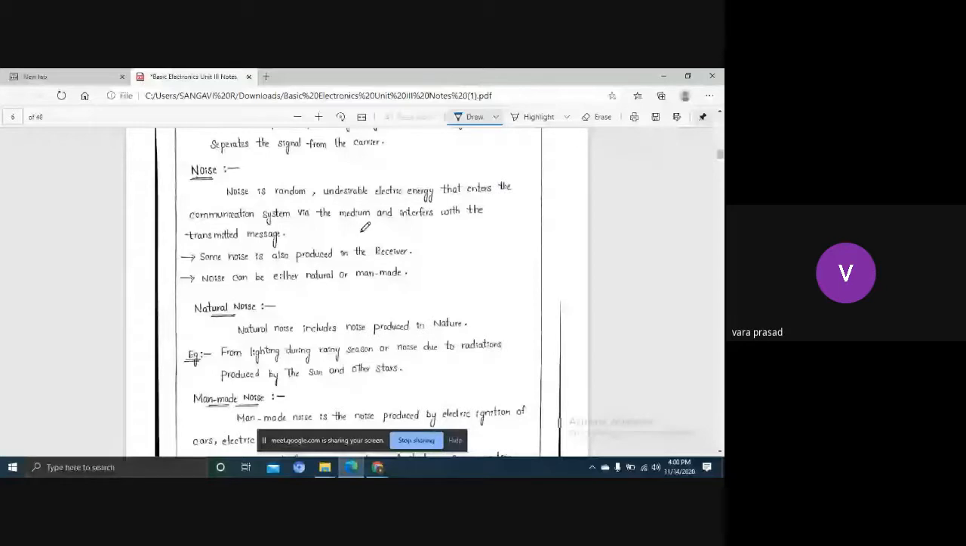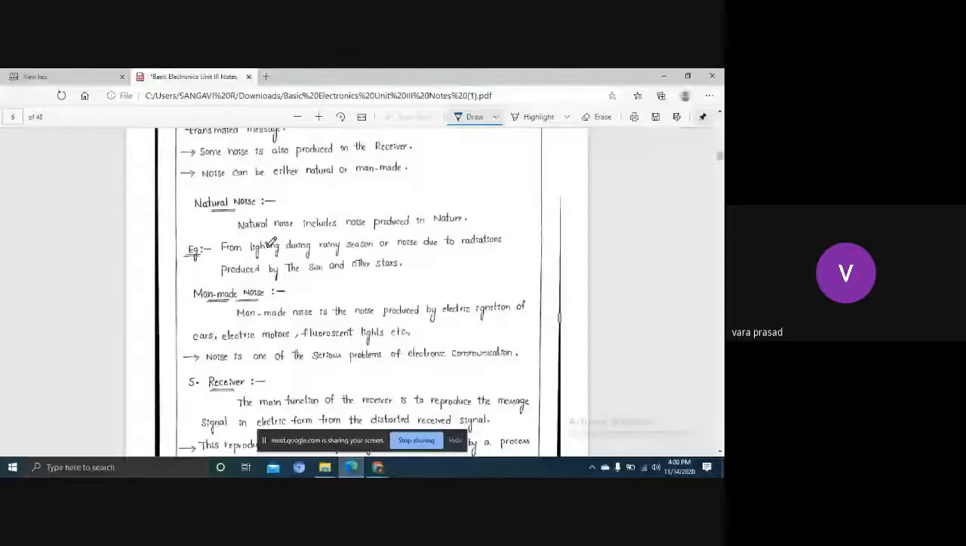Natural noise means, if heavy rains are there, thunder will come. That is one type of noise when we are sending the signal from one place to another.